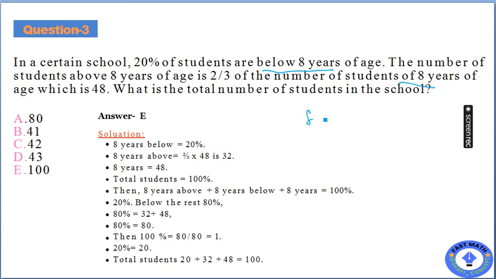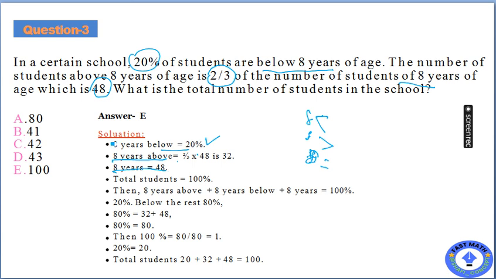Eight years above and eight years below, and equivalent to eight also. Sorry. Coming to eight years below, it is given as 20%. We have taken it as 20%. And coming to the eight years above, there are 2/3 of the number of students of eight years of age. That means 2/3 of 48 students are already of eight years of age.